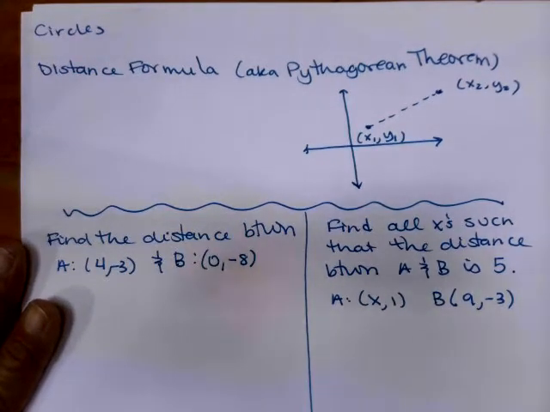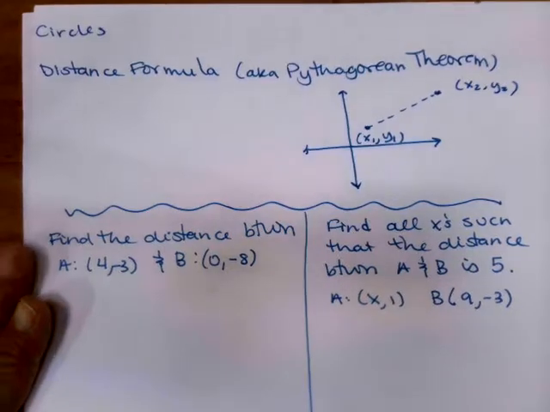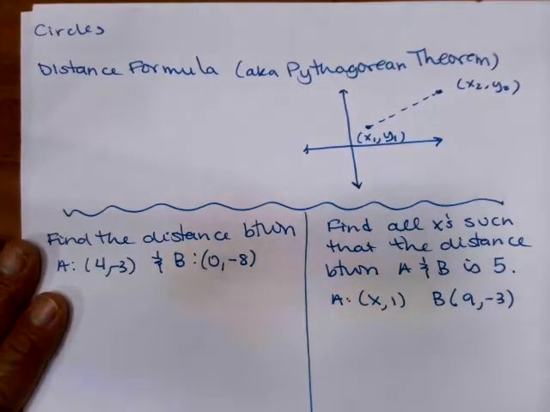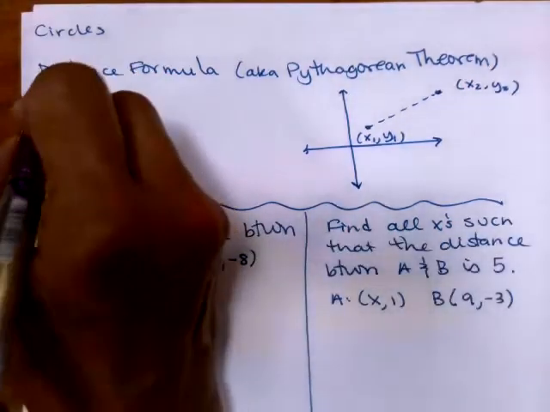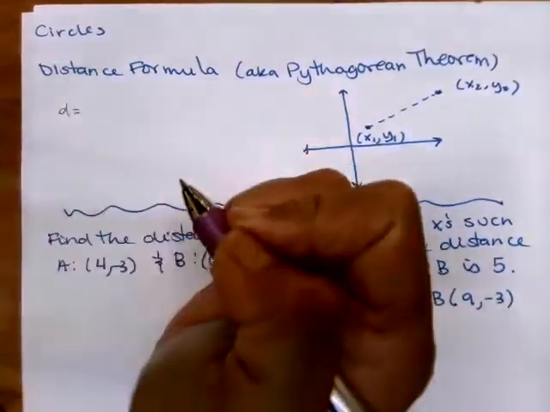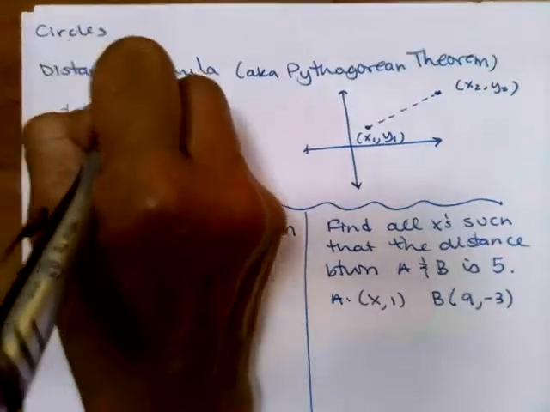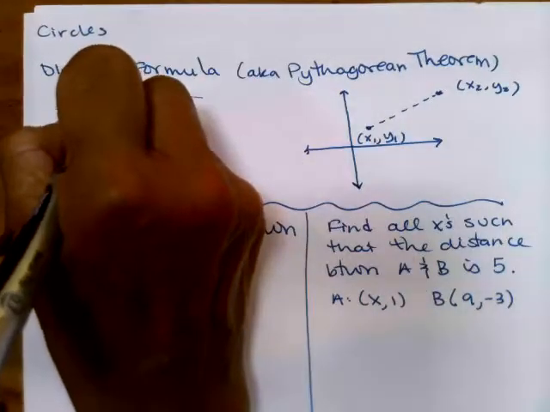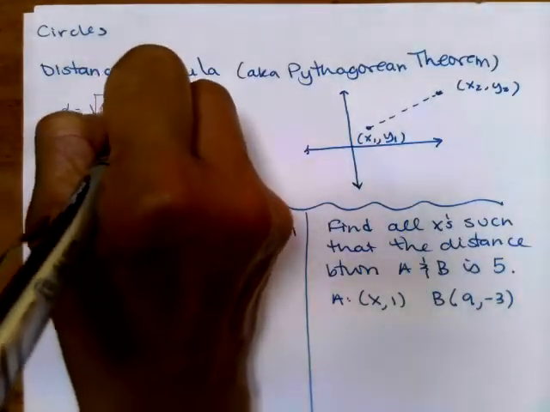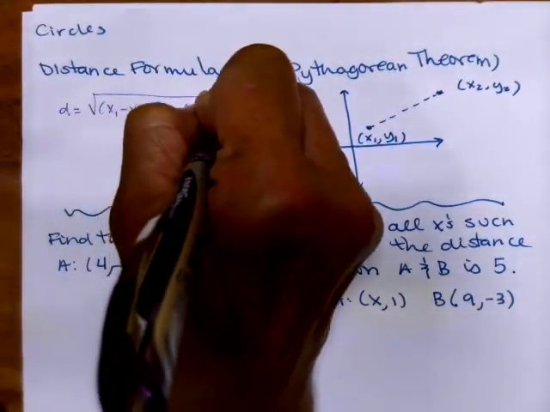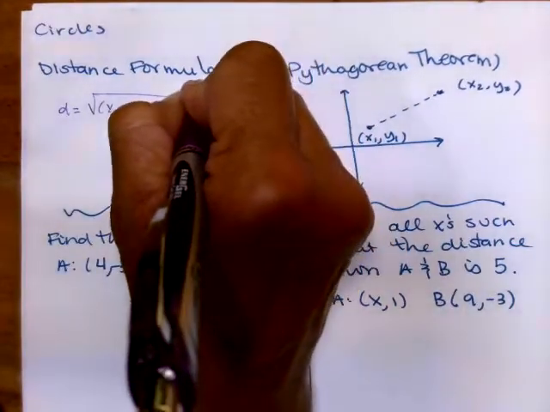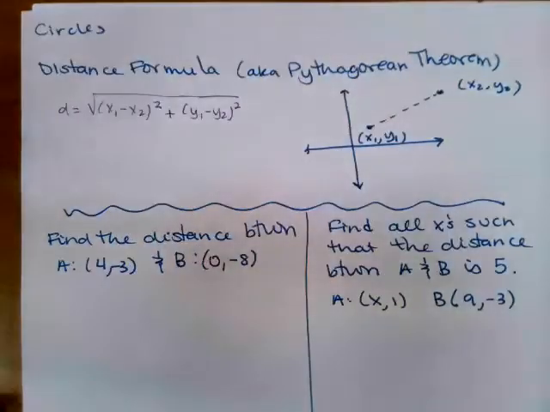So today's lesson is about circles. But before we can talk about circles, we're going to talk about the distance formula. The distance formula, if you didn't know, is an example of the Pythagorean theorem. So the distance formula is d equals the square root of (x sub 1 minus x sub 2) quantity squared plus (y sub 1 minus y sub 2) quantity squared. And all of that is underneath the radical.